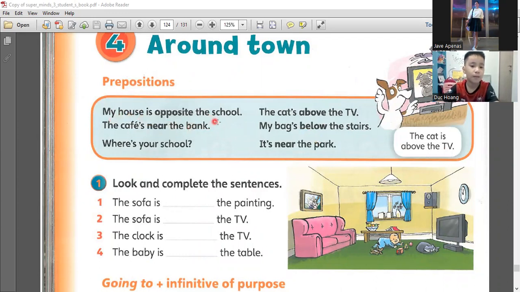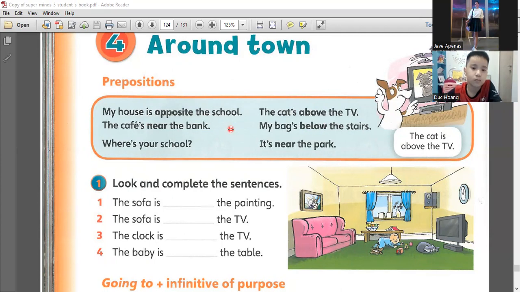My house is opposite the school. The cafe is near the bank. The cat is above the TV. My bag is below the stairs. It's near the park. Okay, that is the answer for where's your school.